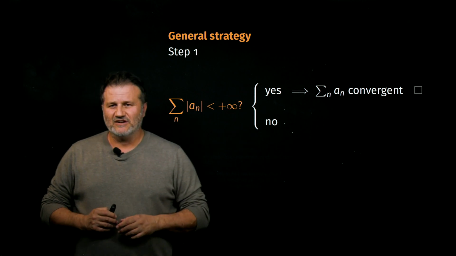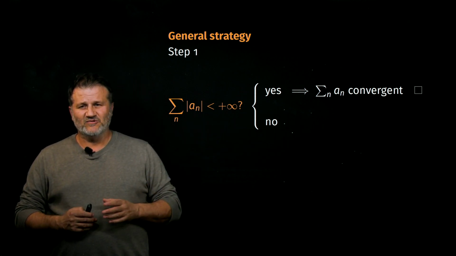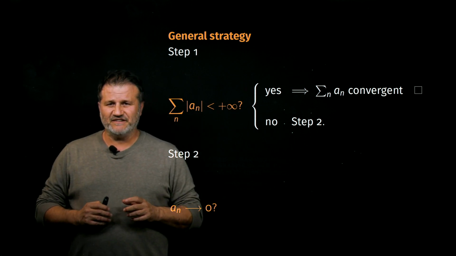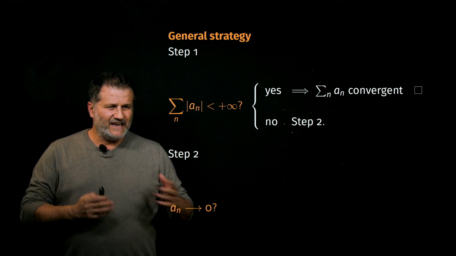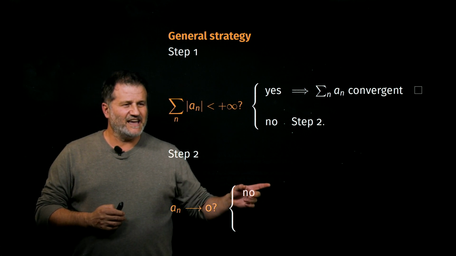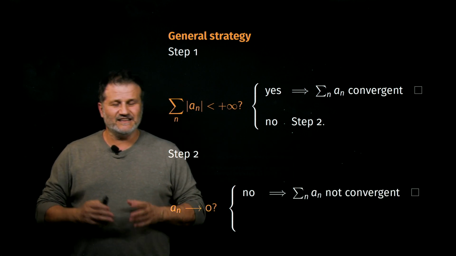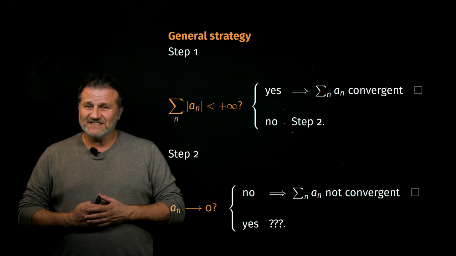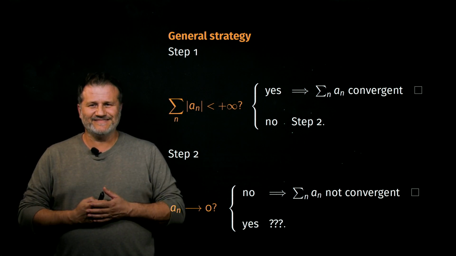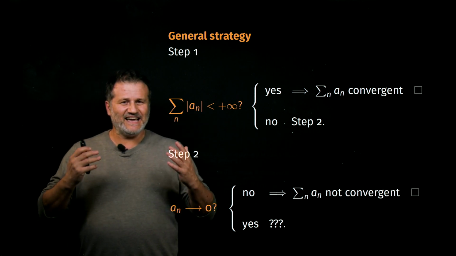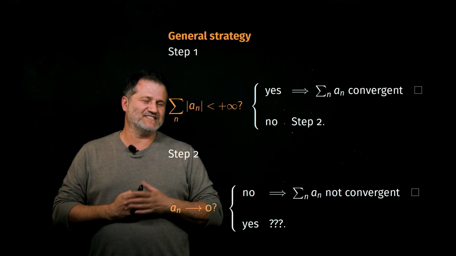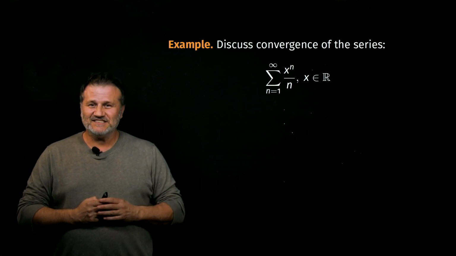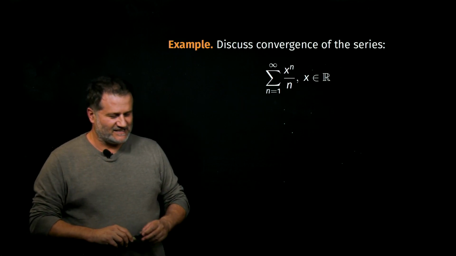If the absolute convergence test fails, we could check, and this is step 2, if the necessary condition is verified. The good case is when this is false, because in this case, we could conclude that the series is not convergent. But if the necessary condition is satisfied, well, then all that's left is to light a candle for St. Anthony, as we say here in Padova. Now, let's see this strategy in action with a simple example.